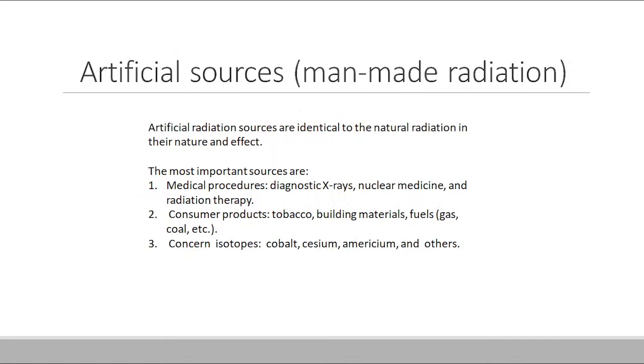What about artificial sources? Man-made radiation. Artificial radiation sources are identical to natural radiation in their nature and effect. The most important sources are medical procedures, diagnostic X-rays, nuclear medicine and radiation therapy, consumer products, tobacco, building materials, gas, gold, and isotopes such as cobalt, cesium, and others.